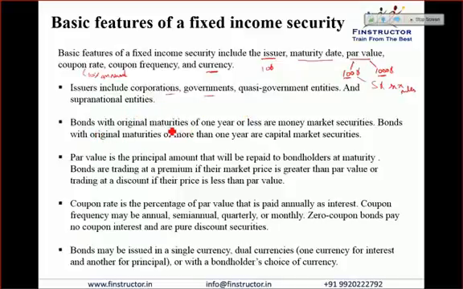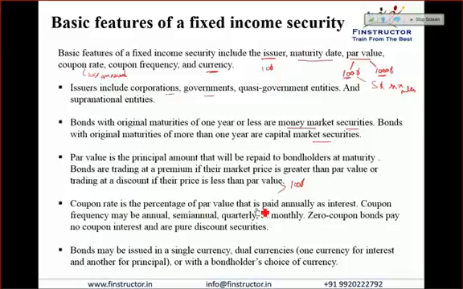Bonds with maturities of 1 year or less are referred to as money market securities, and those with maturities of more than 1 year are called capital market securities. Par value, as we discussed, is the principal amount that will be repaid to the bondholders at maturity. Bonds are trading at a premium if their market price is greater than par value, or at a discount if their price is less than the par value. So for $100 par value, if the current price of buying this bond is greater than $100, we'll say the bond is trading at a premium, and at a discount if vice versa.